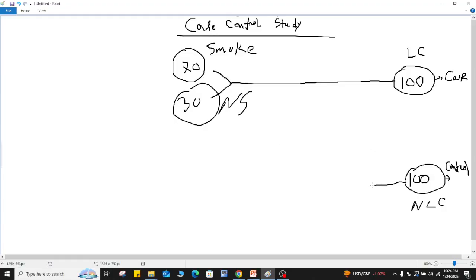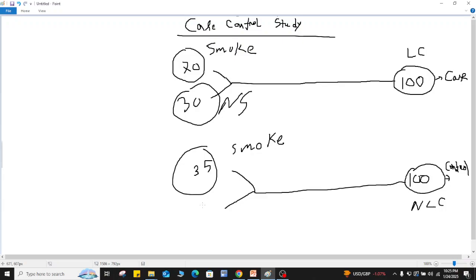And similarly, we are asking them, taking them back and telling, did you ever smoke? And among these 100 people from the control group, 35 of them say, yeah, they smoked. 65 of them say they never smoked at all.